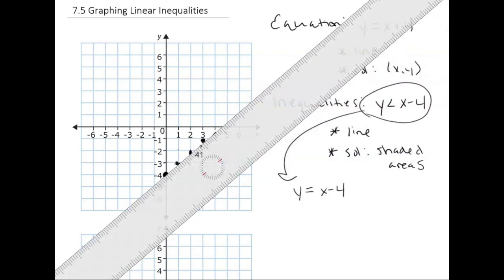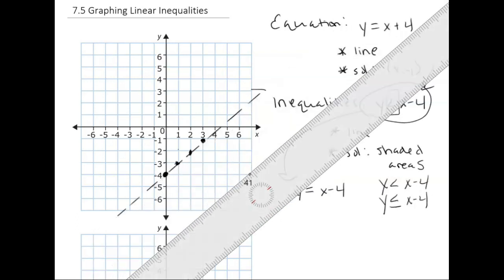So in the inequality that we used here, it was strictly less than. Notice this inequality sign. It wasn't y less than or equal to x minus 4. It was strictly y less than x minus 4. And because it's strictly less than, instead of using a solid line, I'm using a dotted line, which means I don't want the values that fall directly on the line. I need everything above or below it. Okay, so when you have just the less than or just the greater than sign, you need to have a dotted line.